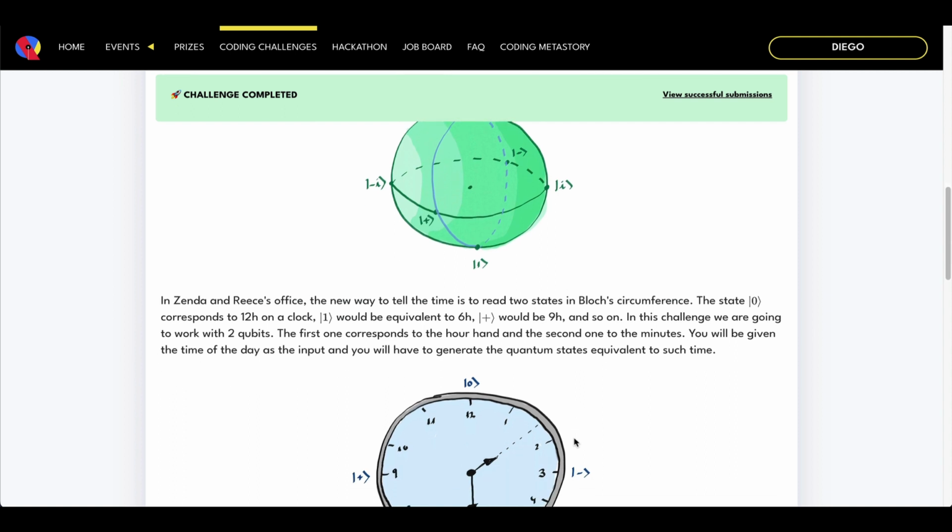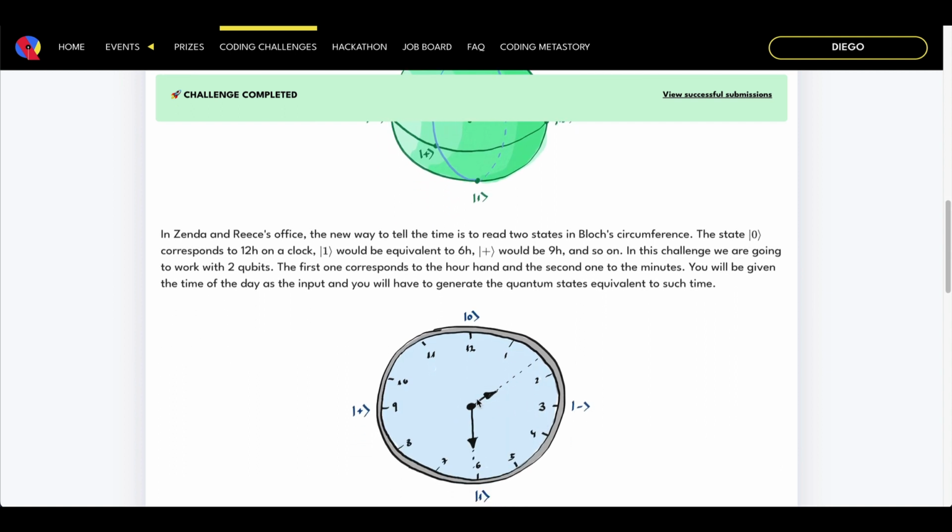So here basically we're told that if one of these represents the hour, when it's, let's say, 12 o'clock, that will be state 0. And when it's 3 o'clock, it will be state minus. And when it's 6 o'clock, state 1, and so on and so forth. Same for the minutes. So if it's 15 minutes past the hour, it will be state minus. If it's half an hour past the hour, it will be state 1. 45 minutes will be state plus.